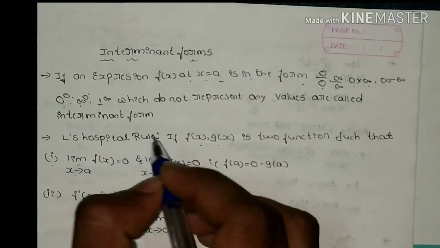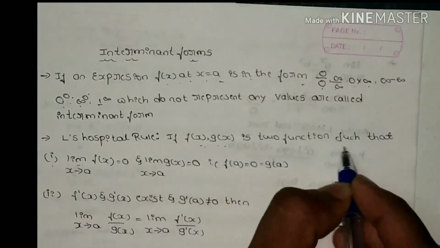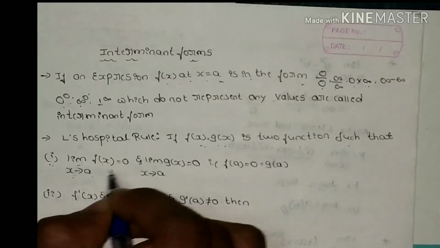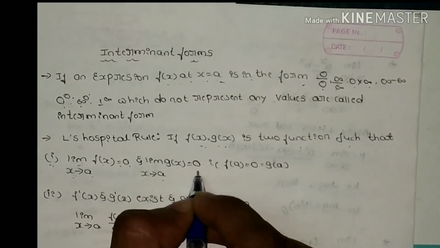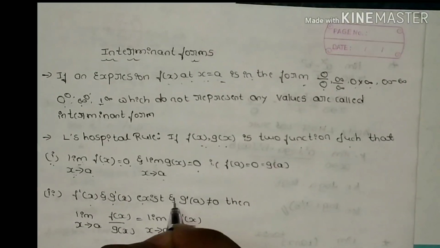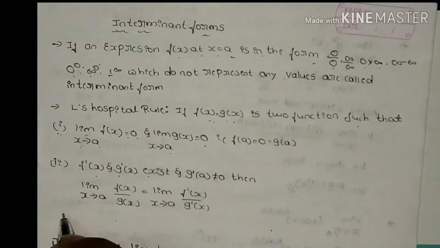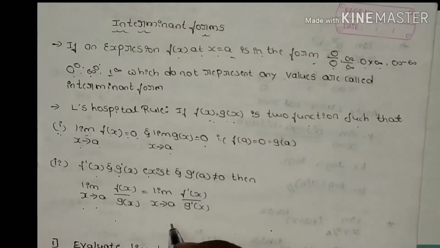Next comes L'Hospital rule. So what is L'Hospital rule? If f of x and g of x are two functions such that, first, limit f of x where x tends to a is equal to 0, and limit g of x where x tends to a is equal to 0. Second, f dash of x and g dash of x exist and g dash of a is not equal to 0, then limit f of x divided by g of x where x tends to a is equal to limit of f dash of x divided by g dash of x where x tends to a.